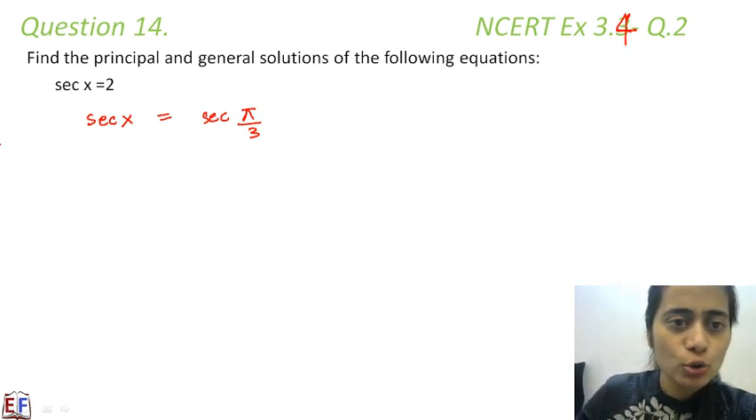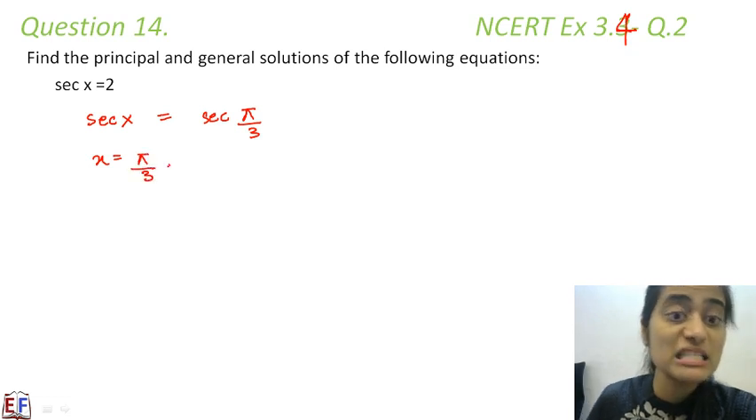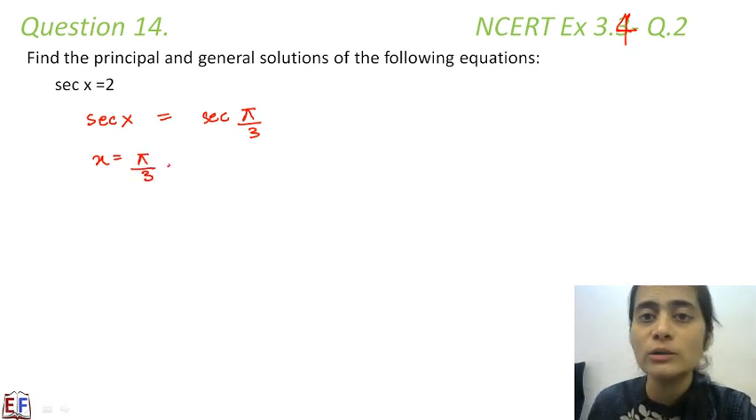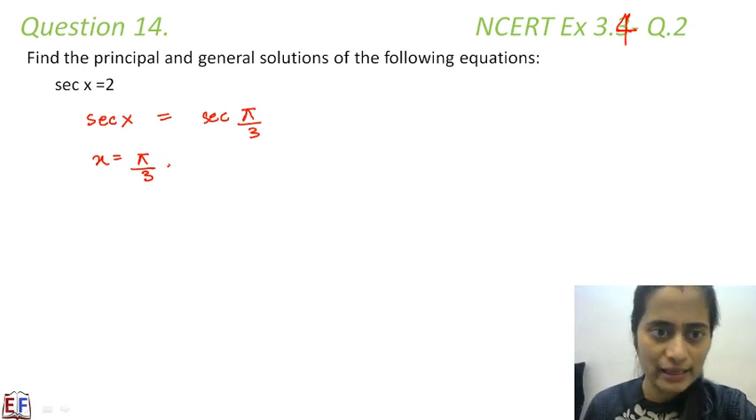So this tells you that x is equal to pi by 3, which is one of our principal solutions, क्योंकि principal solution क्या होता है? Specific solution between 0 to 2 pi, right?